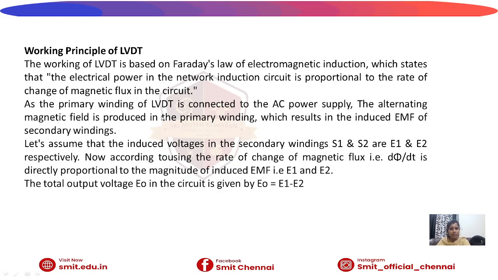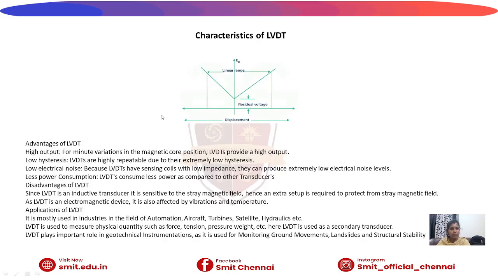So this is what I told now. This is the characteristics curve. The linear range is like this. If we take a reading from the LVDT, it gives the output curve like this, right? The advantages of the LVDT are high output, low hysteresis, low electrical noise, and low power consumption.